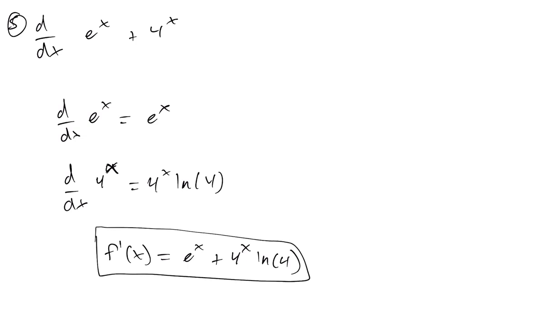And that's the derivative. Now, a few key things to remember. E to the x is always its own derivative. For other bases, you need to multiply by the ln of that base, and then always apply the chain rule if the exponent is more than just x.